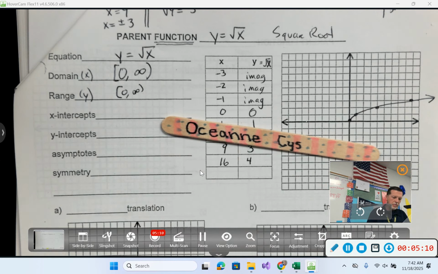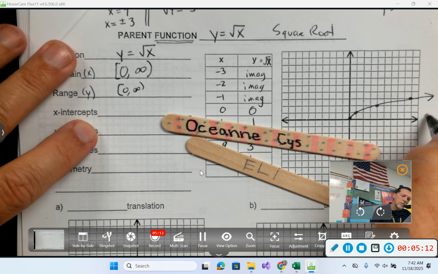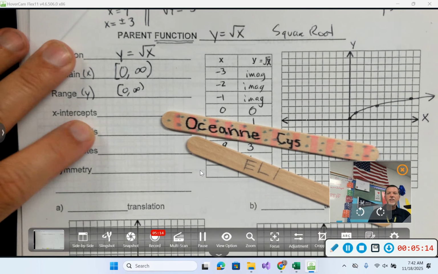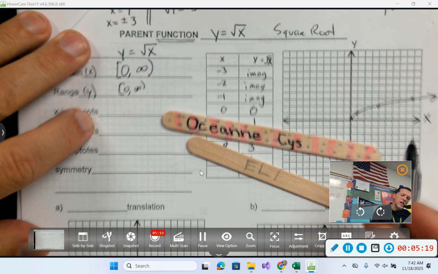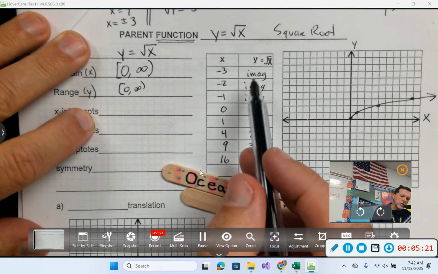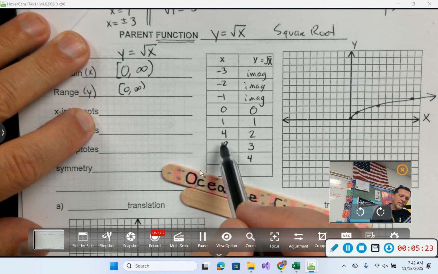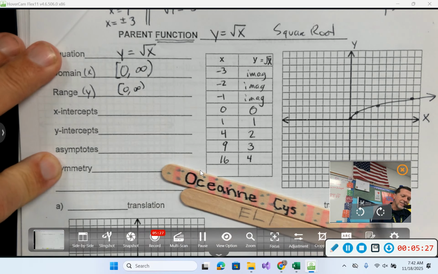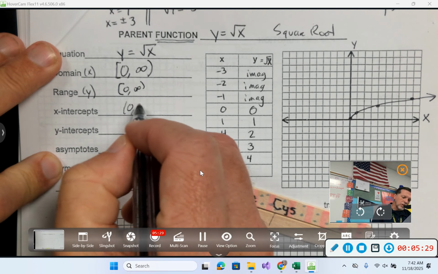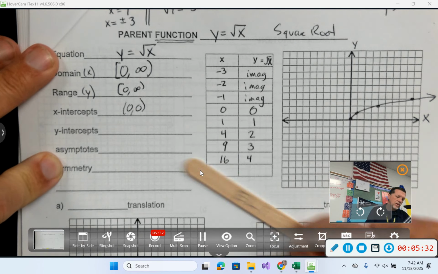How about x-intercepts? Where does it cross or hit the x-axis? Those are, you're listing off like x values. I want to know where it hits the x-axis at 0, 0, when listed as a point.